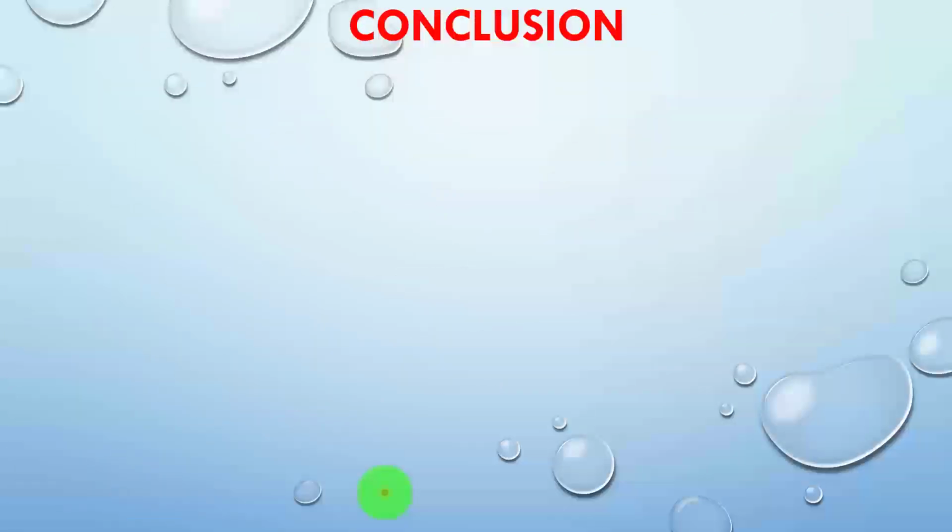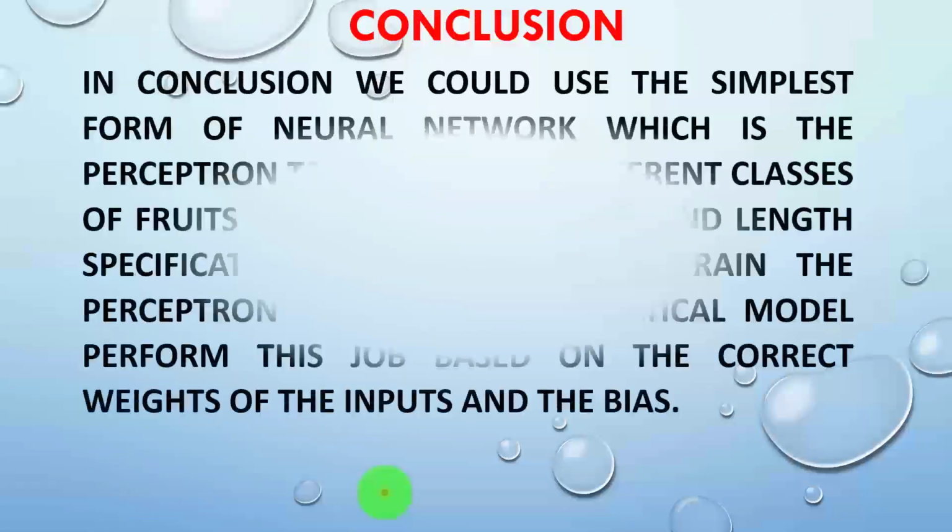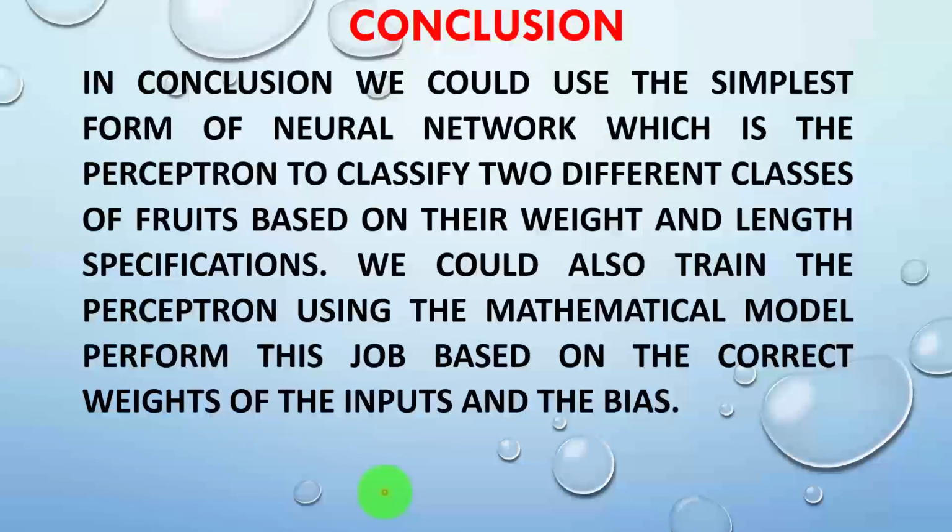So in conclusion, we could use the simplest form of neural network, which is the perceptron, to classify two different types of fruits, and we can also train it to predict some other new type of fruit and tell us on its own whether it belongs to class C1 or class C2.